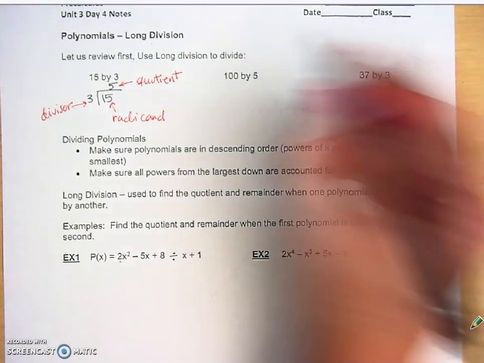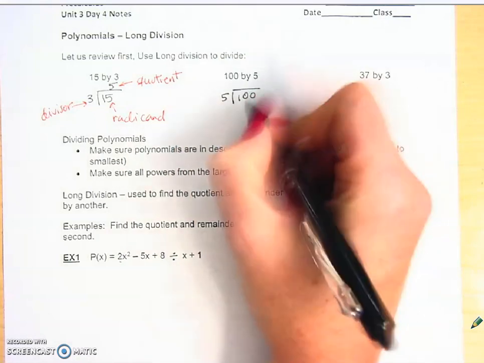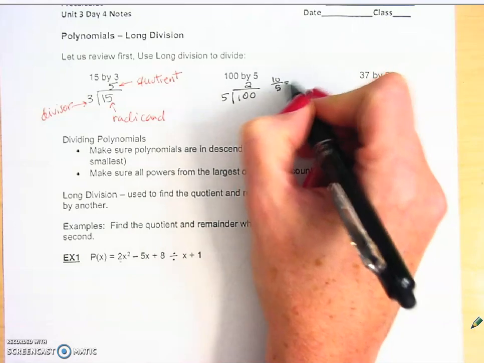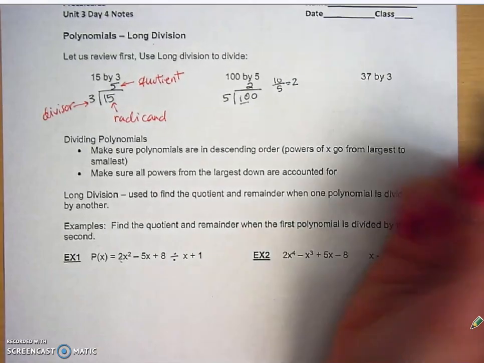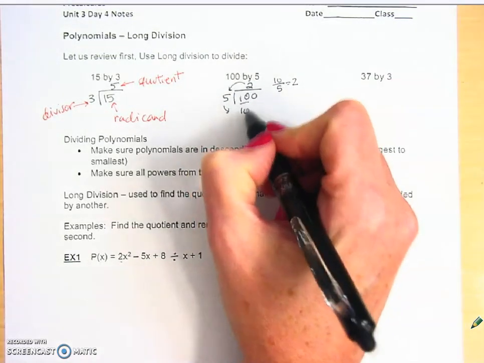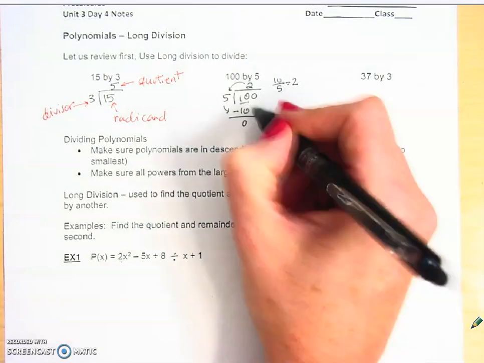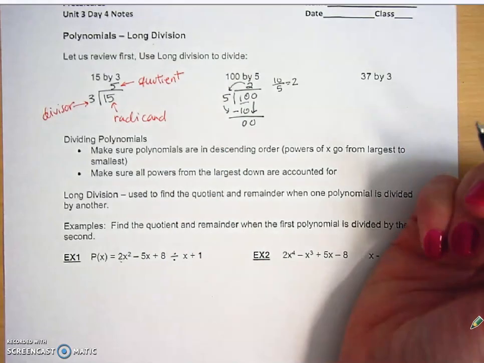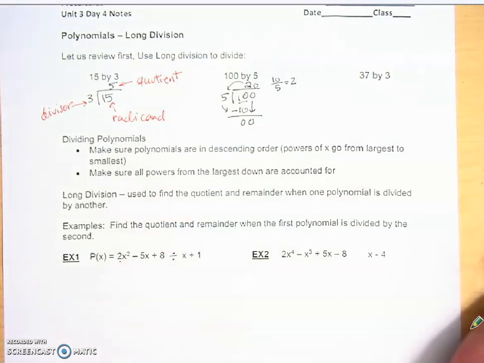If I were to do 100 by 5, I would say 5 goes into 10 twice. In other words, 10 divided by 5 is 2, right? And then I would say, all right, 2 times 5 is 10, and I would bring that down. I would subtract it off, get 0, and then bring down my next term, or my next digit, which is 0. And I would start all over again. 5 times 0 is 0, and then I'd be done there.